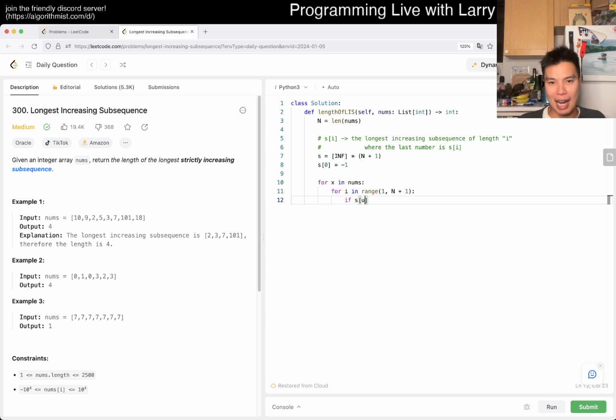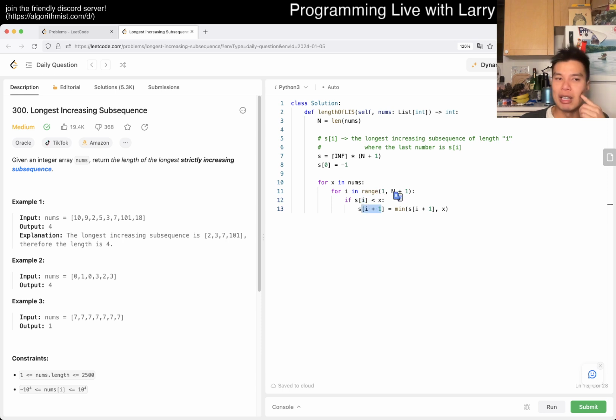If s sub i is less than x, the current number, what does that mean? That means that we can now extend the series to i plus 1, right? So now s of i plus 1 is equal to min of s of i plus 1 and x. And why do we do this? This is so that if x is greater than s of i, then we can make a sequence of s of i plus 1.